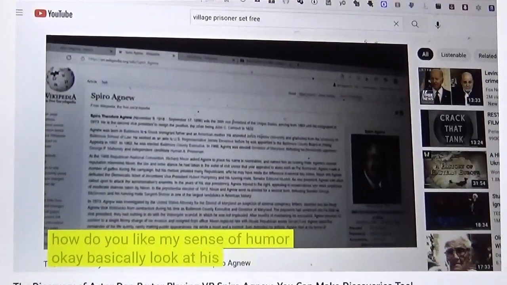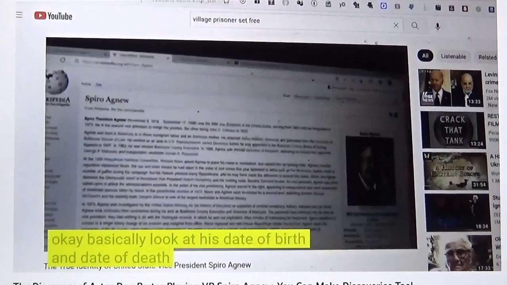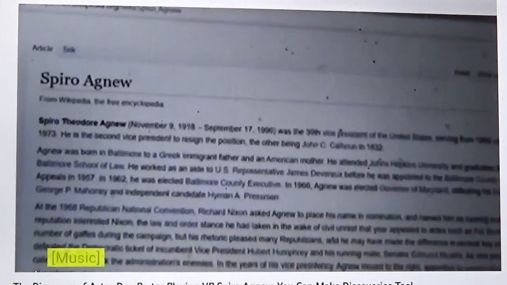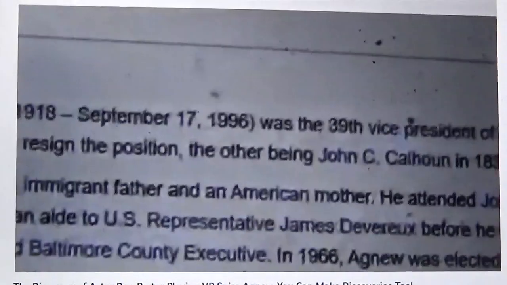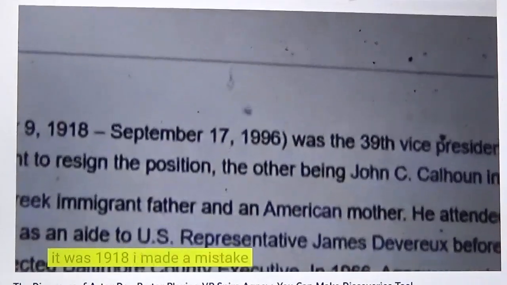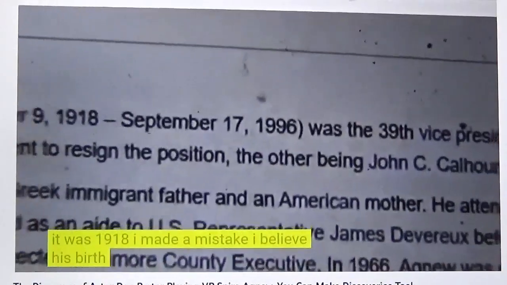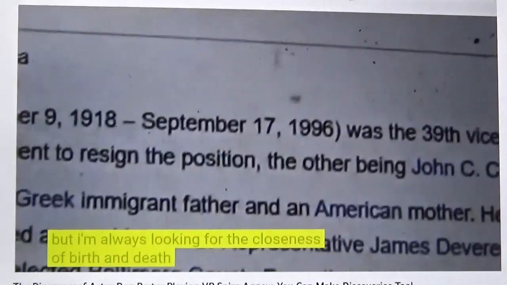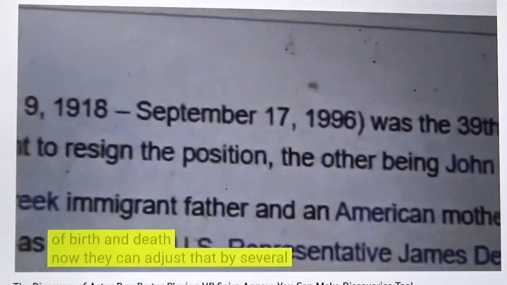Okay, basically look at his date of birth and date of death. November 1919 and died 1996. So it was 1918. I made a mistake, I believe. His birth. But I'm always looking for the closeness of birth and death. Now they can adjust that by several years, either on the end of the birth or death. Date of birth of Spiro Agnew.